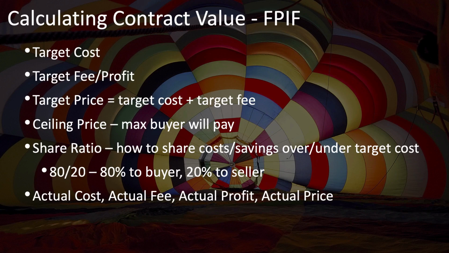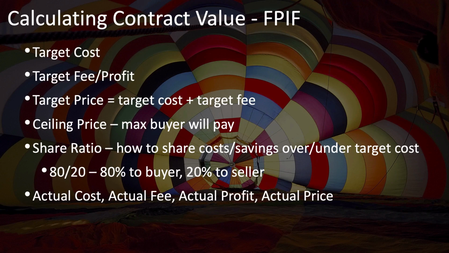First, we need to start with some vocabulary that can get a bit confusing. Target cost is the target for the sum of all of the seller's legitimate costs to fulfill the contract. It is not the target of the total amount that the buyer would pay. It's just the costs part, not including any profit for the seller. The target fee is the target amount of the fee or profit to be paid to the seller.